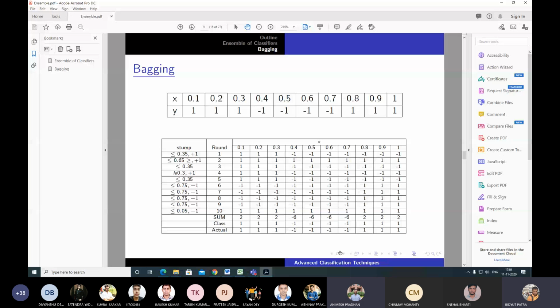Decision stump. Yeah, decision stump. But when we say different classifiers, it's not necessarily different algorithms. Obviously it will be good if you take different algorithms. Otherwise, you can use k nearest neighbor with different values of k. Decision tree you can also use with different parameter values.